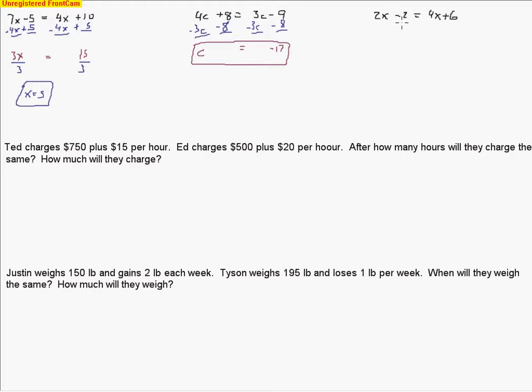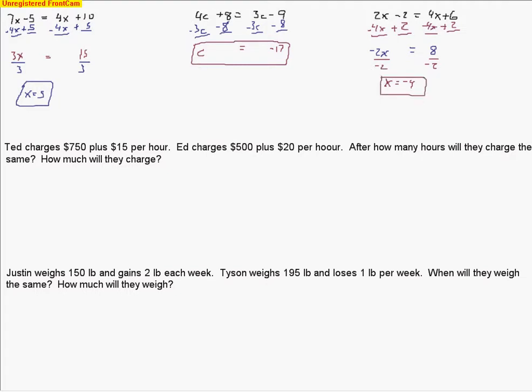Same sort of thing on this next one. I'm going to add the 2 to both sides, and I'm going to subtract that 4x from both sides. So when I do that, here I'm left with negative 2x equals 8. So I have one more step. All I have to do is divide by negative 2, and I've got my answer of x equals negative 4.